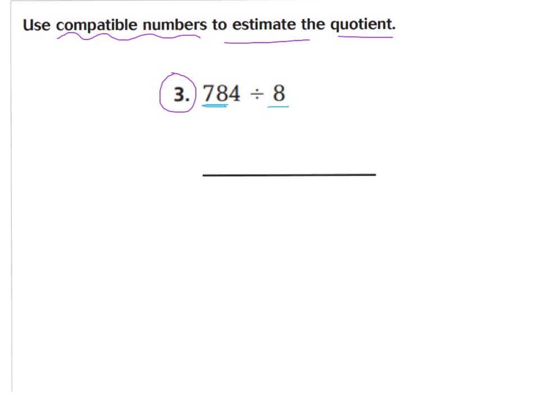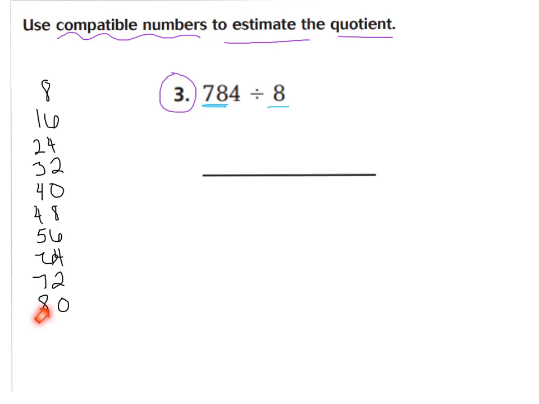Now I'm going to look at 78 divided by 8. Well, I don't know if 8s can go into 78 evenly. So I can do my multiples of 8 to figure that out. Now I can say 8, 16, 24, 32, 40, 48, 56, 64, 72, I'm getting close, and 80. Okay, well, I can see that 8 does not go into 78 evenly because I don't have a 78 anywhere in my multiples. But what I do have is a 72 and I have an 80. Now, 78 is closer to 80, so I'm going to use 80 as my compatible number to divide 8 into.